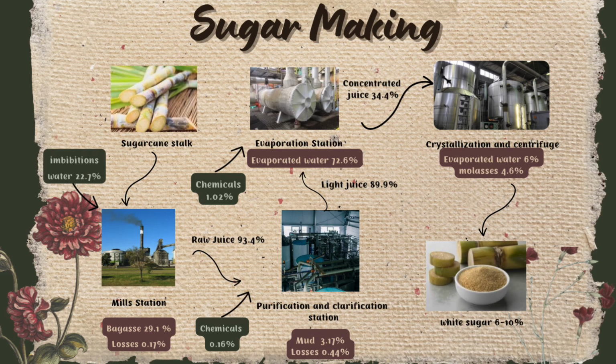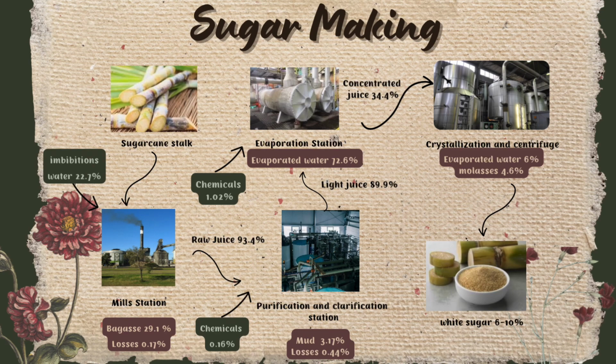It is then clarified with lime and heated to inactivate the enzymes. A heavy precipitate called mud is separated from the juice in the clarifier by centrifuge. The clarified juice, called the light juice, then passes through heat exchangers to preheat prior to evaporation. Evaporation consists of two stages: concentrating the juice in an evaporation station, continued by crystallizing the sugar in vacuum pans.